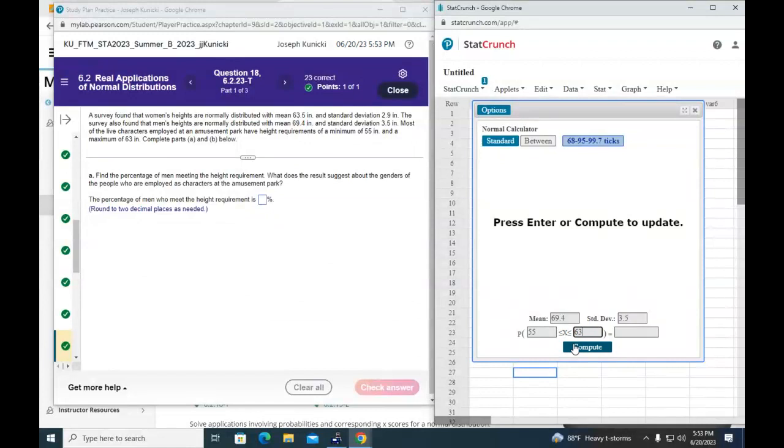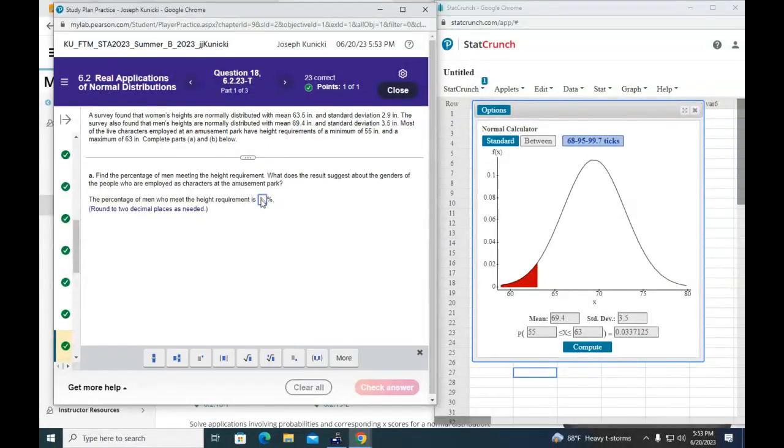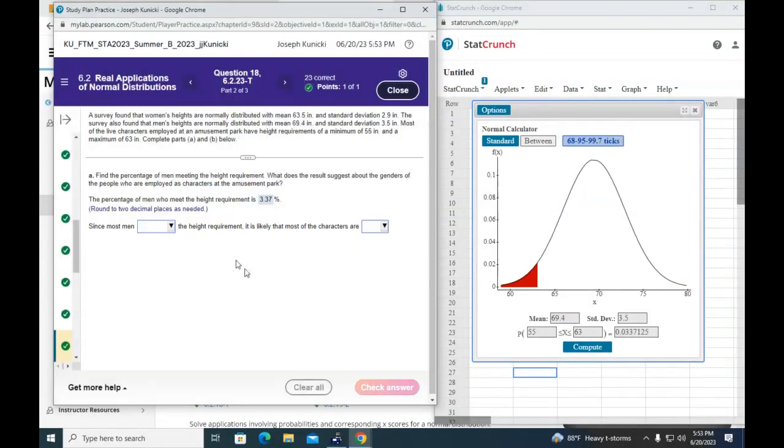I want to know, my data is that these are the men. I want to know how many men fit between those two. So when I compute, it's 3.37%. Right? Since most men do not meet the height requirements, it is likely that most of the characters are women. Make sense?